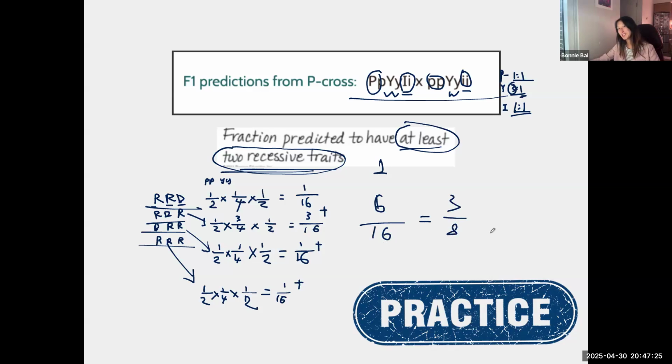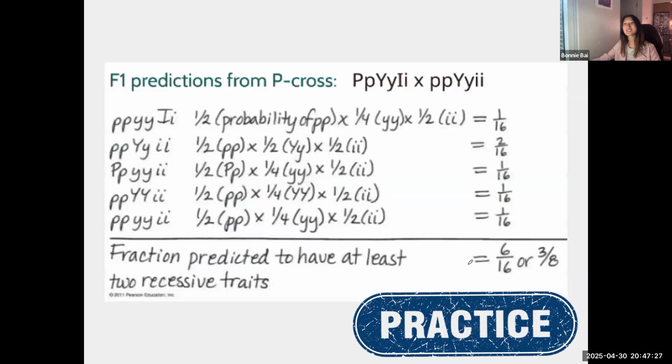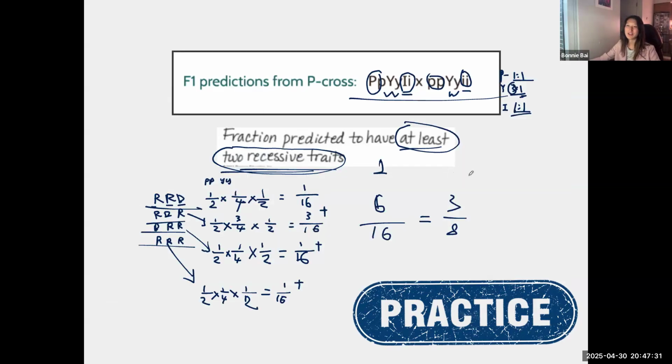And we go to the next page and we hope the numbers match. And it does! Hooray! We got it right. Questions about this, or feel good about it?